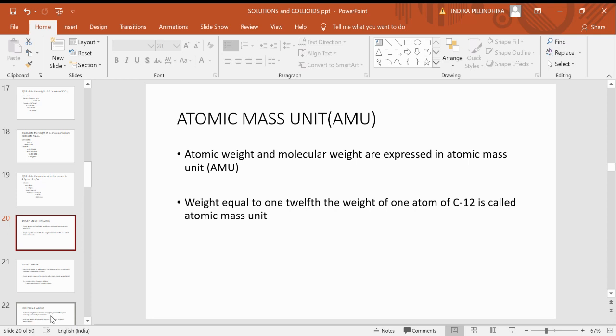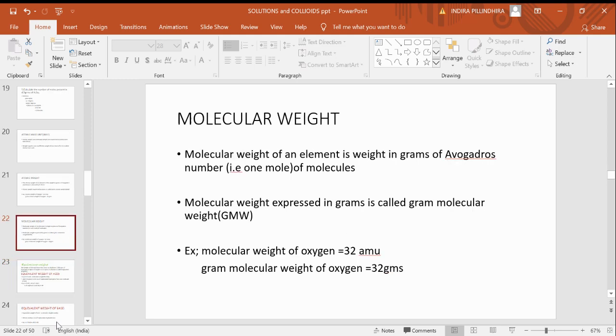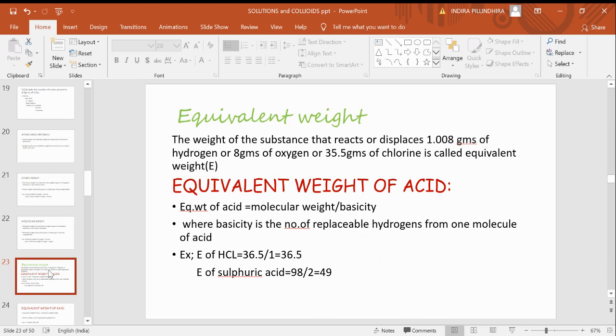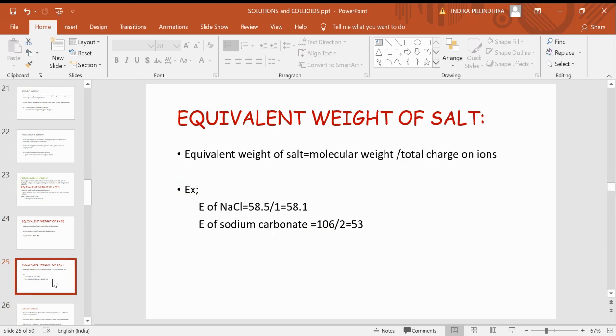Then after that we have moved to another topic, that is AMU, atomic mass unit. This is used before we define what is atomic weight and molecular weight. Then we have seen what is atomic weight, what is molecular weight, and then what is equivalent weight. The equivalent weight is defined separately for acids, bases, and salts. So this is the equivalent weight of the acid, then equivalent weight of the base, and then equivalent weight of the salt.